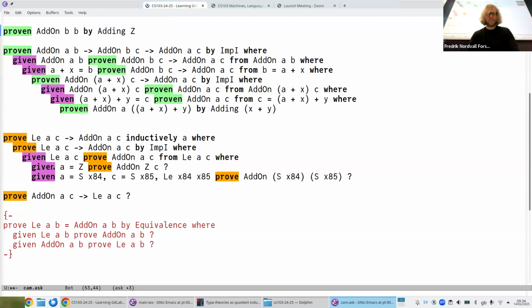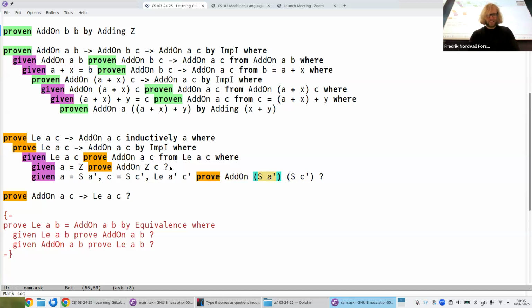Well, I could say, in what way is that possible? And then there's two cases. Either A was zero, or A was a successor, A prime, and C was a successor, C prime. And we know that A prime is less than or equal to C prime, right? So notice that in this case, my goal has changed a little bit. Now I know that A is S of A prime and so on, right?